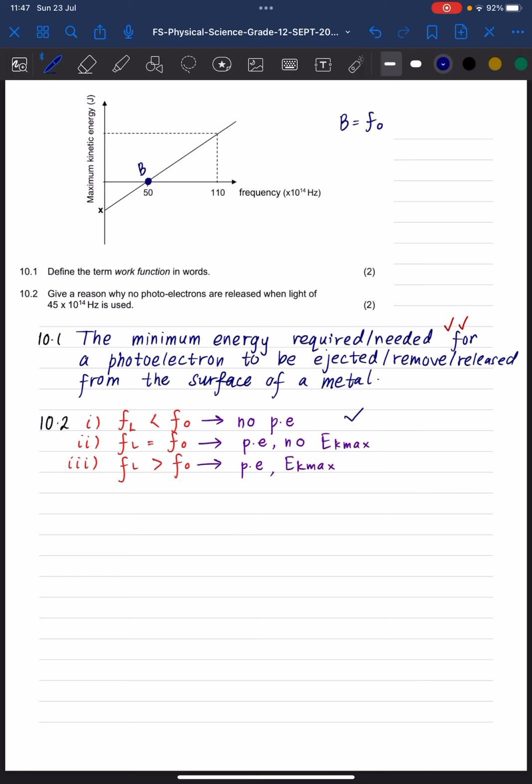And so to write a reason for our answer, we can say that no photoelectrons will be released. So we can say, since 45 times 10 to the 14 hertz is less than the cutoff frequency, and you can use the "therefore" to sound a bit fancy for your marker, therefore, no photoelectrons will be released.